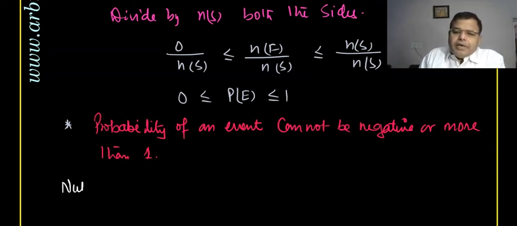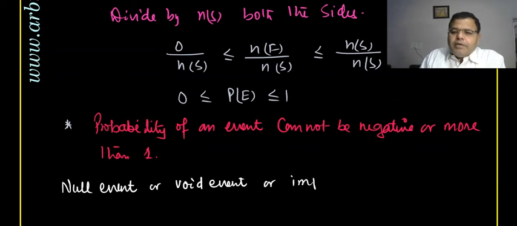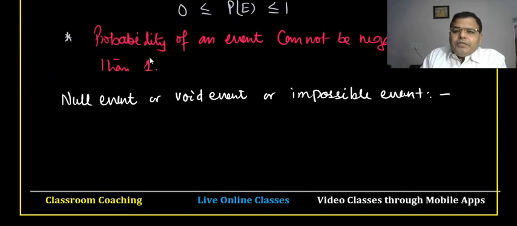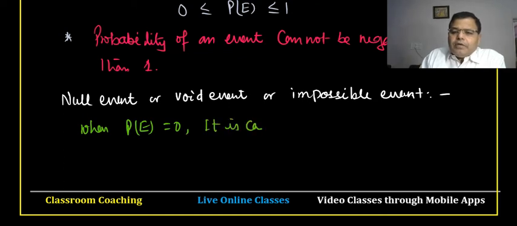So null event or void event or impossible event, right? An event with probability 0 is called a null event. When P(E), the probability of an event, is 0, it is called a null event or impossible event or void event.